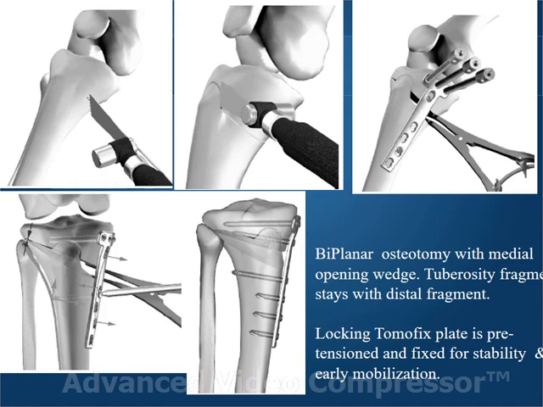These diagrams show the biplanar high tibial osteotomy being performed by an oscillating saw and the Tomofix plate being applied and giving the pretension. The deformity is corrected by opening a wedge or separating the bone ends apart.